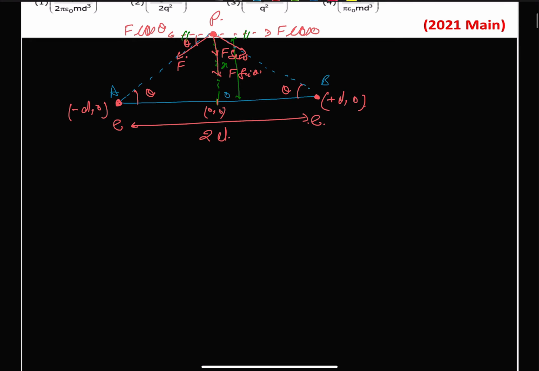These horizontal forces, F cos theta and F cos theta, are going to balance each other. So the net force will be acting along the y-axis, and that will be equal to 2F sin theta. And the position of the proton is 0, x. So let us suppose this distance is given as r, and similarly on the other side this distance will also be r.